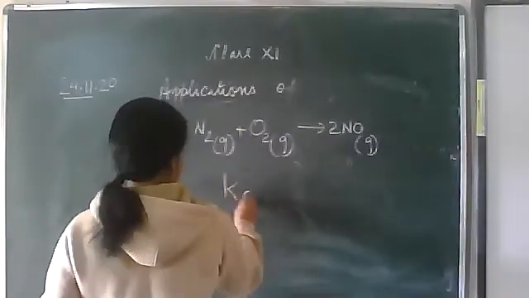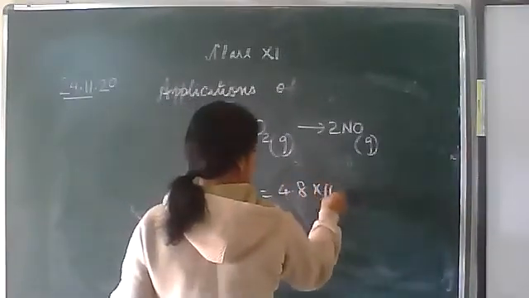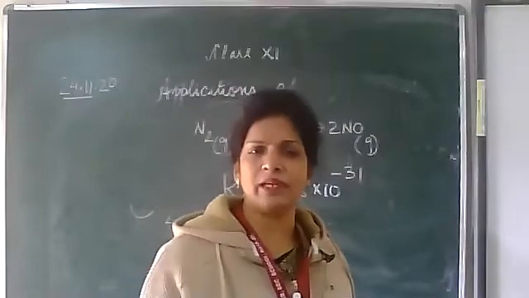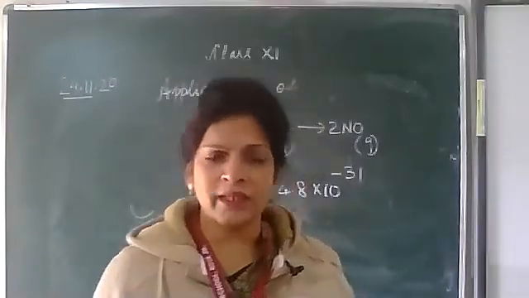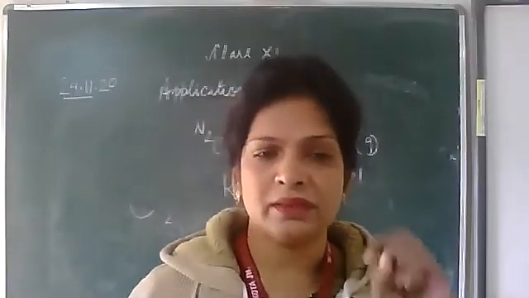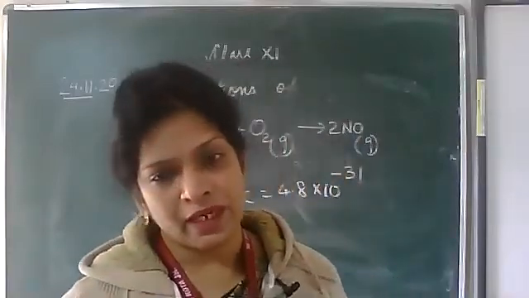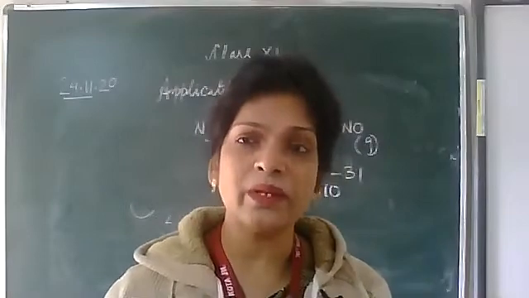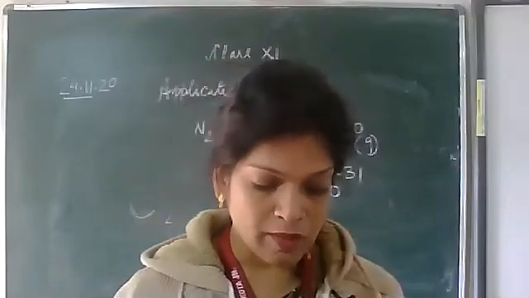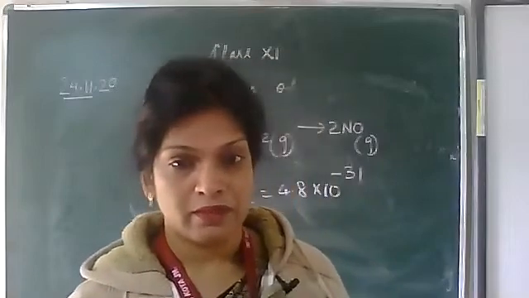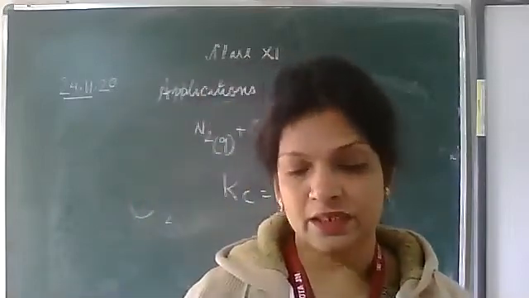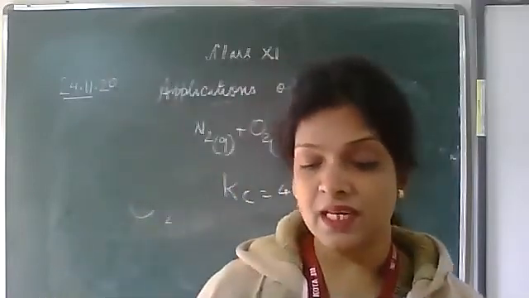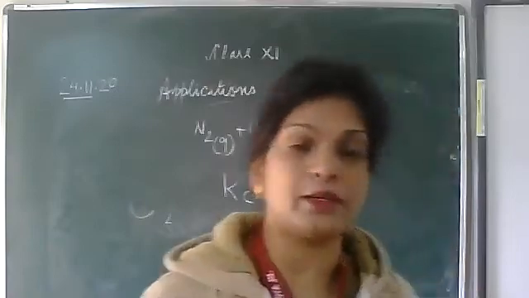Here the Kc value is equal to 4.8 into 10 to the power minus 31 at 298 Kelvin. See, very small value. The reaction proceeds rarely, means the reaction will not proceed. If you are starting, it will be at the starting stage only. You are not going to get the product. So by looking at this Kc value, you can tell whether the reaction will be completed and we will get the products, or whether the reaction is not moving in the forward direction.